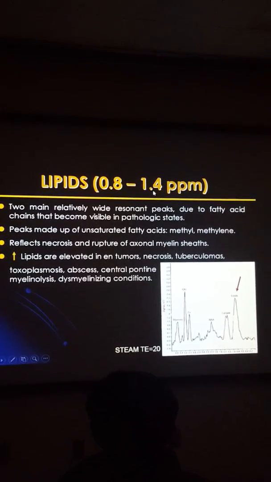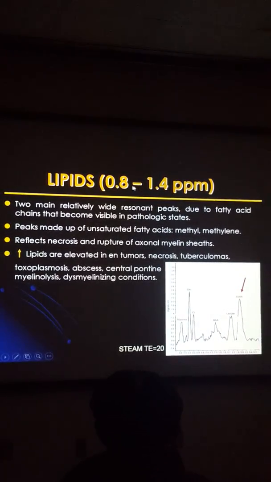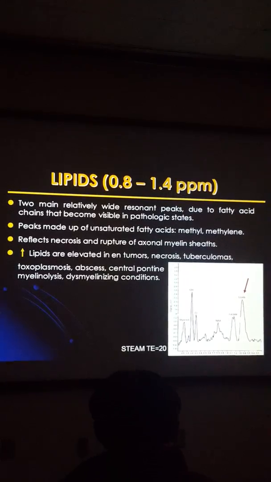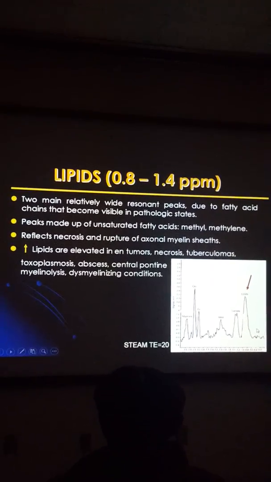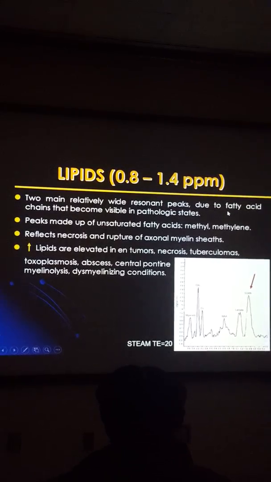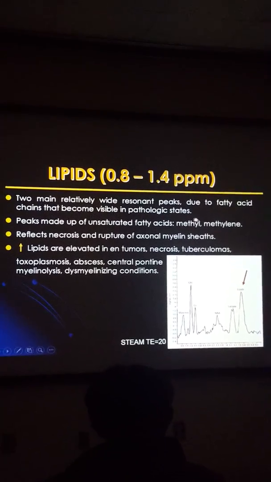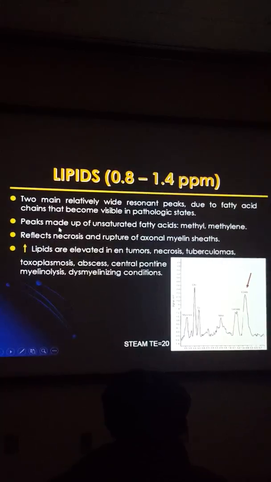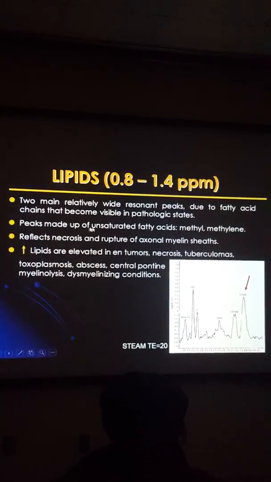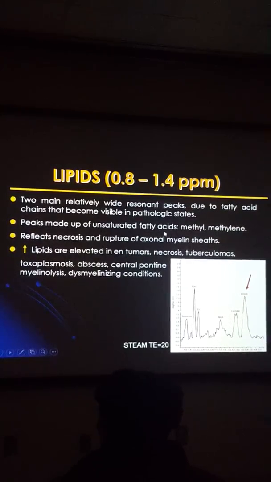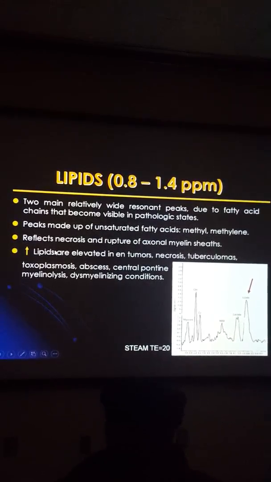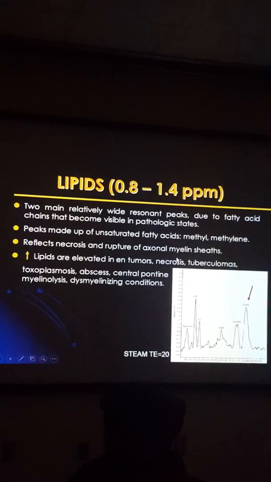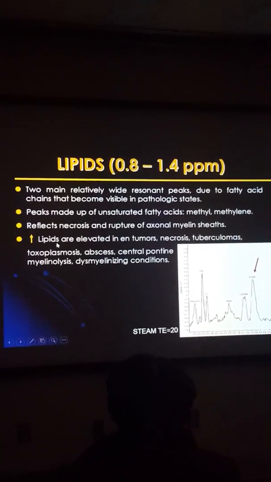So lipids are marked at 0.8 to 1.4 parts per million because there's a very large variation in those lipids as they are broken down from the cell membrane. The peaks are made up of unsaturated fatty acids, and it is a reflection of the necrosis and the rupture of axonal myelin sheaths and cell membrane.